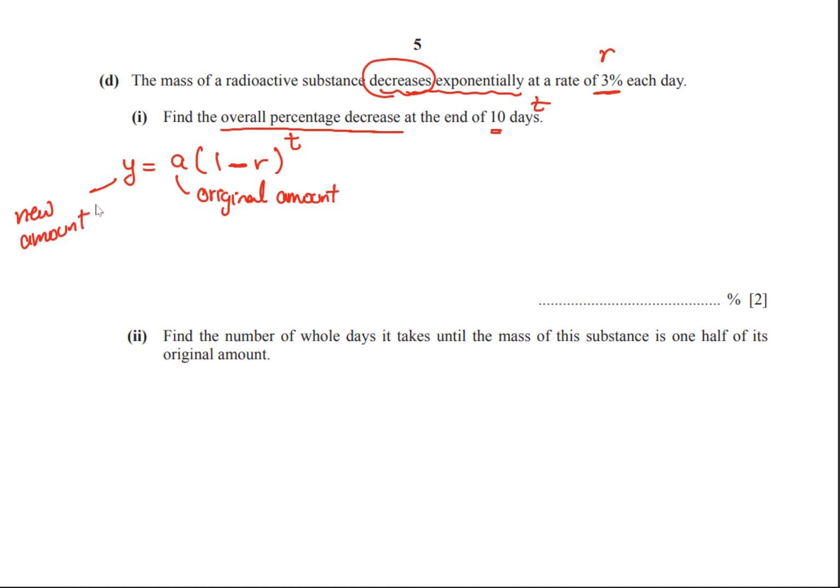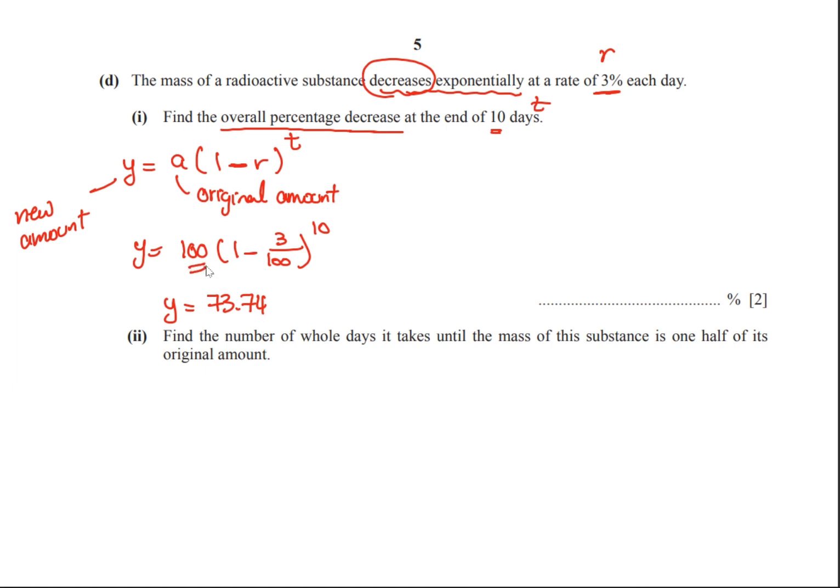So he didn't give me the original amount because he wants the overall percentage. When this happens, I put A as 100. So Y equal 100 (1 minus 3 over 100) power 10. And just calculate this on the calculator, you will get Y equal 73.74.